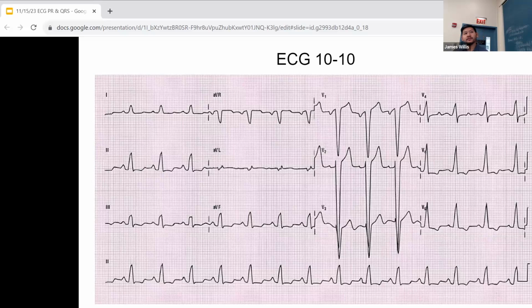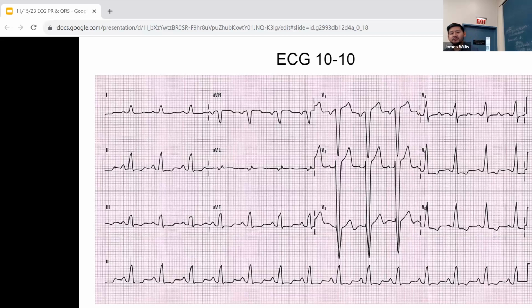What else is abnormal here? Someone says LVH. What do you think about the QRS interval? Can it be LVH with a wide QRS? I guess you could maybe, but what about the QRS complexes in V4 through V6? Also WPW, yeah. These are delta waves as well.